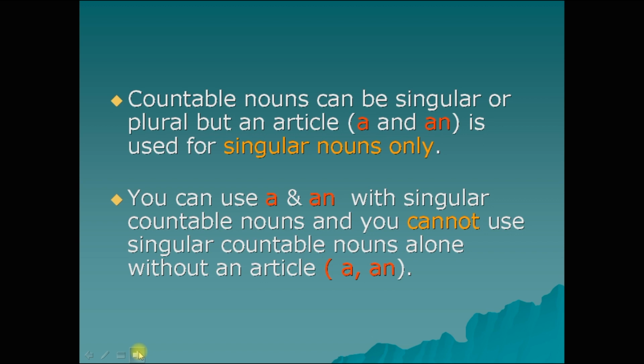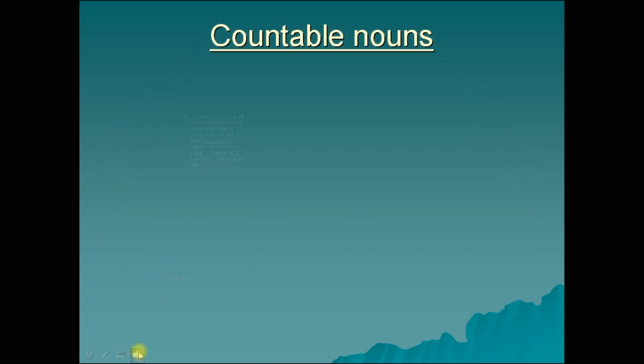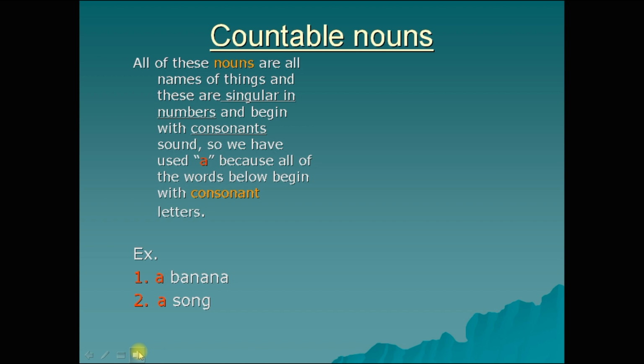You can use a and an with a singular countable noun, and you cannot use a singular countable noun alone without an article. So, ibig sabihin, pag gumamit tayo ng noun, dapat merong a or an. Ano ang countable nouns? All of these nouns are names of things, and these are singular in number and begin with a consonant sound. So we use a because all of these begin with consonant letters. Example, a banana. This is a. Why? Because banana is singular, banana is countable, and banana begins with the consonant letter B.